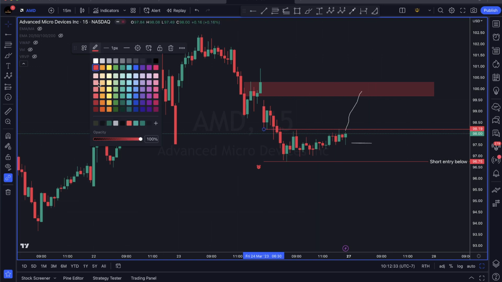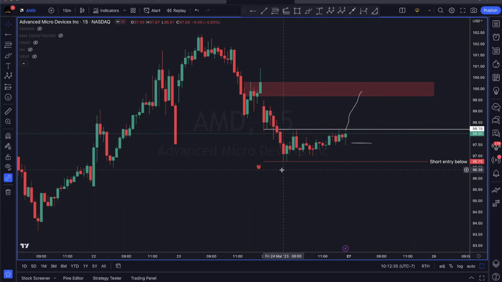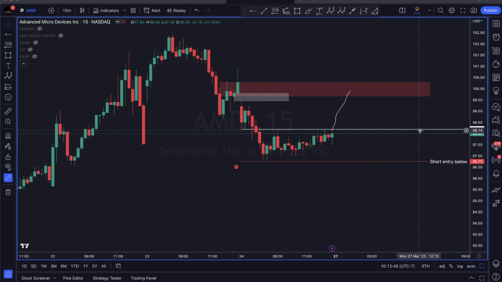As we can clearly see, price is trading in this sideways range. Once price breaks out of this, where is it going to go? It's going to go to this 30-minute demand, and then we have this small gap to fill. Right? We have this small gap to fill. Price breaks 98.20.